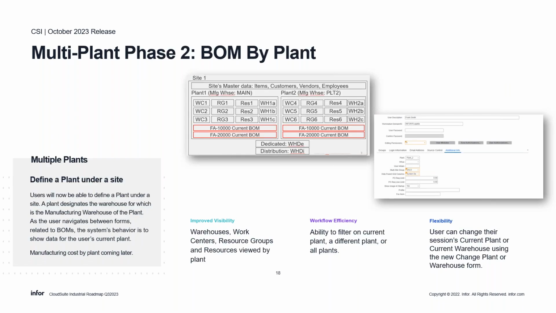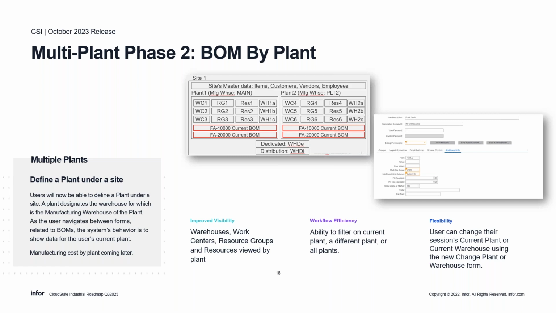And then multi-plant phase 2. Again, this is bill of material by plant, and this will allow users to define a plant under a site. So you'll now be able to define a plant, which designates the warehouse which is the manufacturing warehouse of the plant. And as the user navigates between the forms related to different bill of materials, the system's behavior is to show the data for the user's current plant.